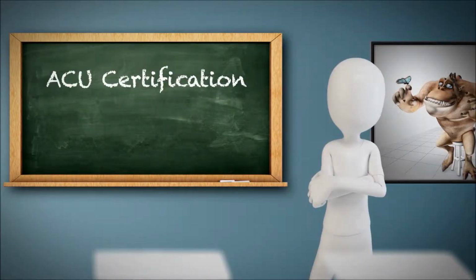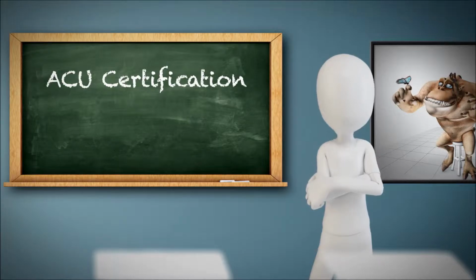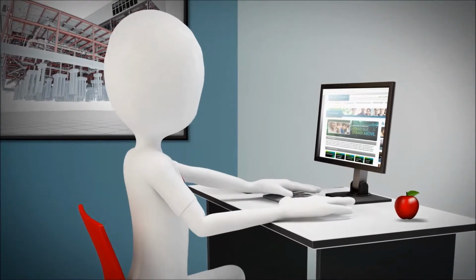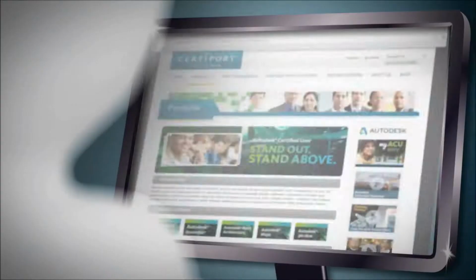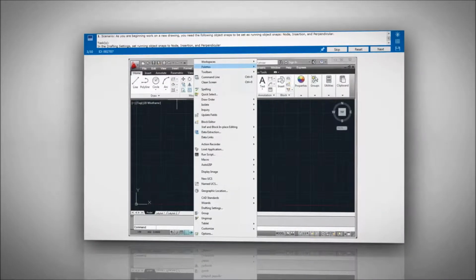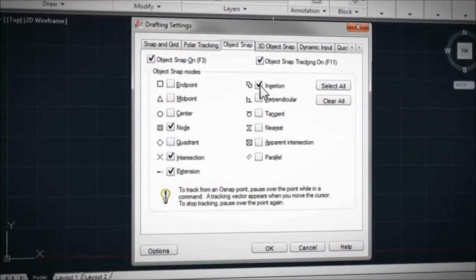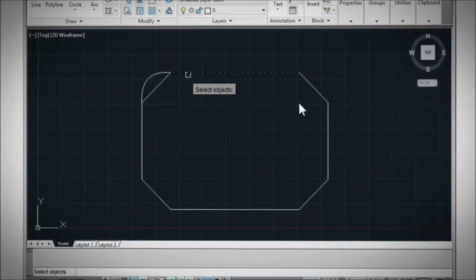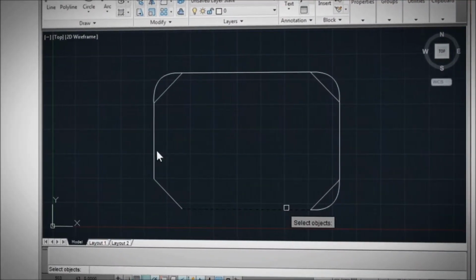But wait a minute, anything that good has a catch, right? Wrong. Let's have a closer look. To get an ACU certification, your students need to pass a Certiport authorized exam in one or more of the Autodesk applications. Exams are timed and include both knowledge-based questions like multiple choice and matching questions and performance-based simulation questions. These are real-world tasks that the test taker must complete in the simulated Autodesk application.